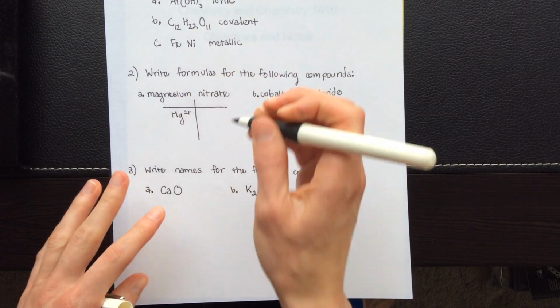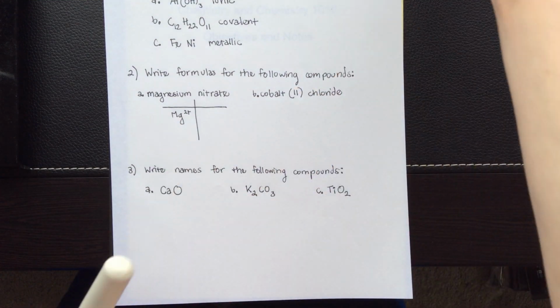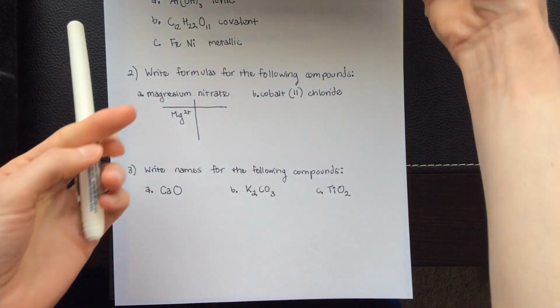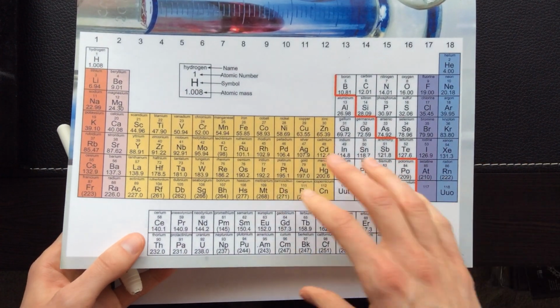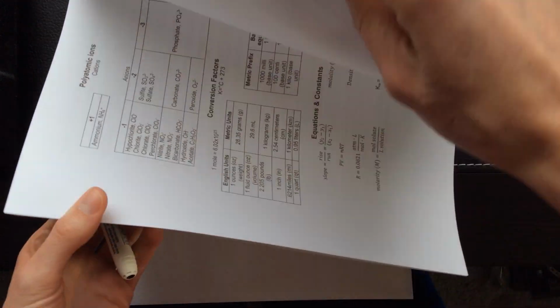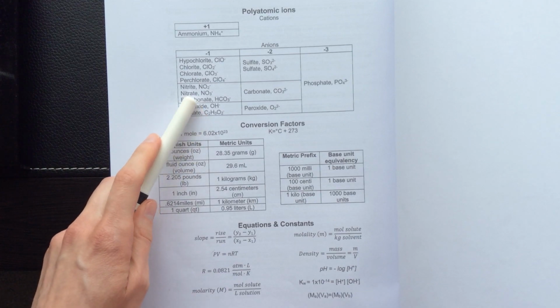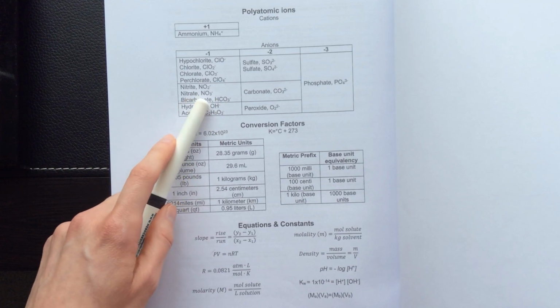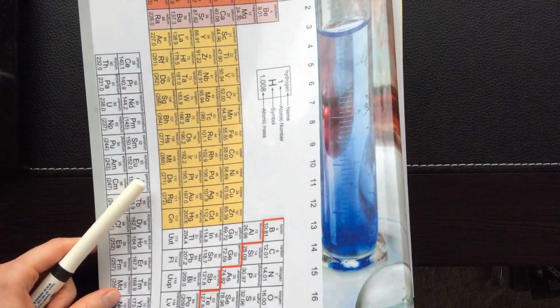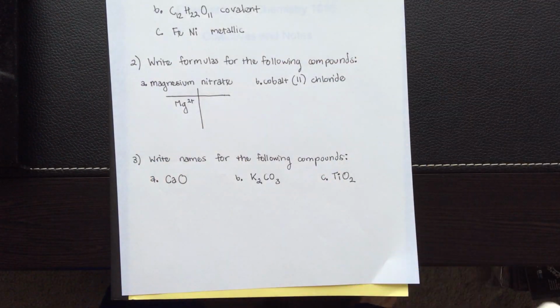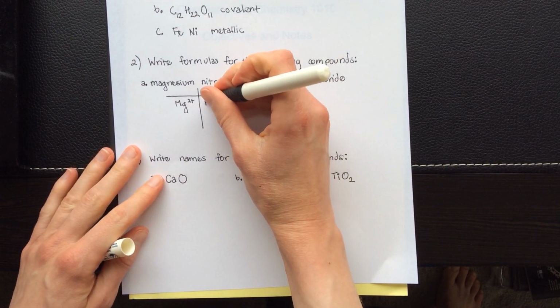And then nitrate. Now, if it ends in "ide," for the most part, things that end in "ide" are going to be just on the periodic table. But nitrate ends in "ate." So it's going to be a polyatomic ion. So it's in this polyatomic ion chart. So nitrate is NO3, 1-. You can always look at the polyatomic ions, by the way. You would never have to memorize those.